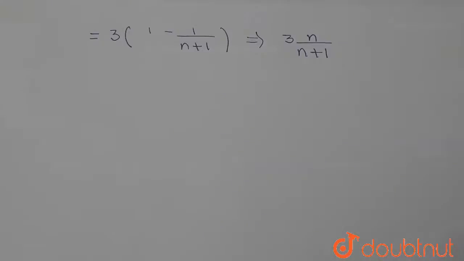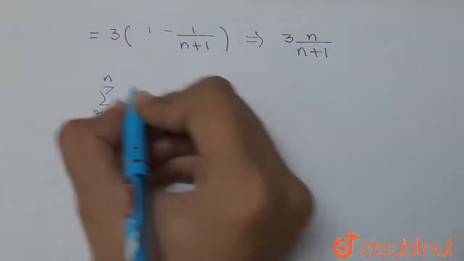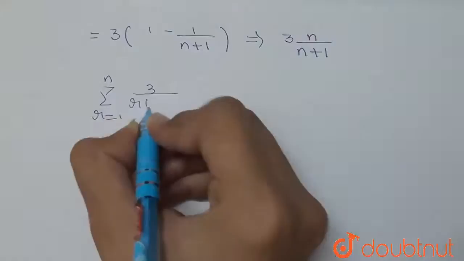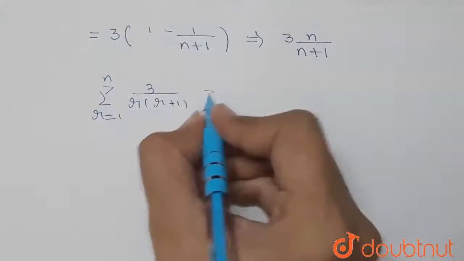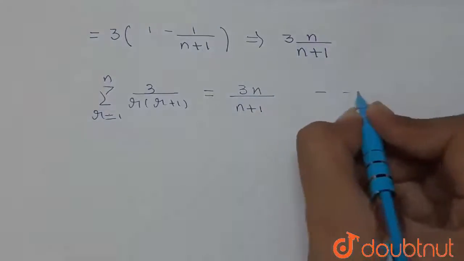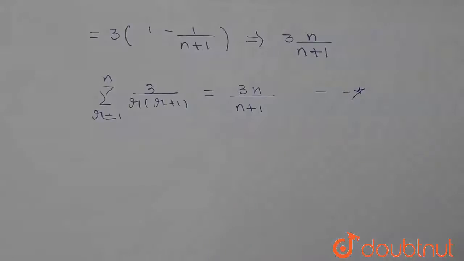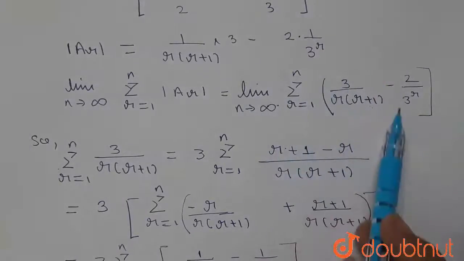So this was the value for summation r equal to 1 to n of 3 upon r into r plus 1. This here was continuing, so this is coming equal to 3n upon n plus 1, right? Now that its value we have evaluated, next we are going to evaluate the value of this other thing.